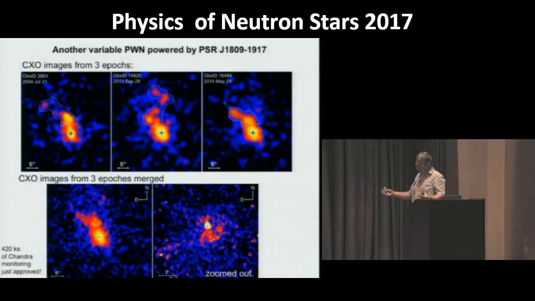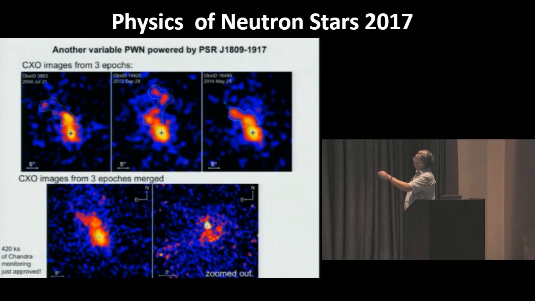Now, are Crab and Vela the only temporally variable nebulae, varying with time? No. For instance, there's one nebula here that we started to study a few years ago. We obtained 3 images at different epochs, and there's a clear change in the morphology of this nebula. There's another Chandra observation series actually approved, so that will be more interesting to discuss when we get those.